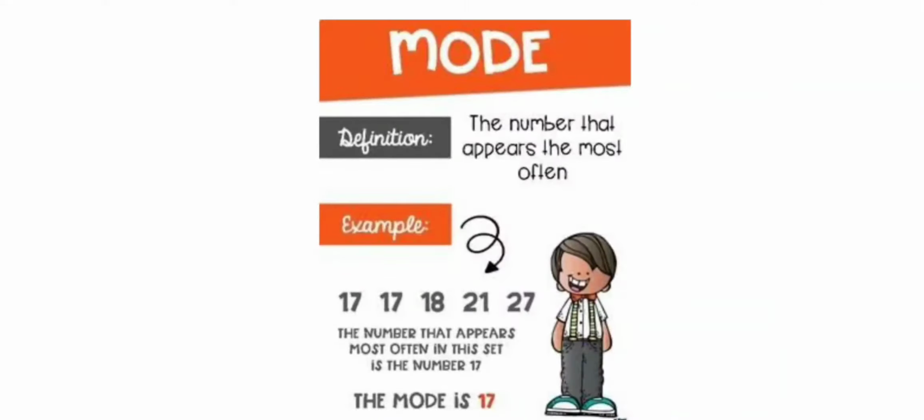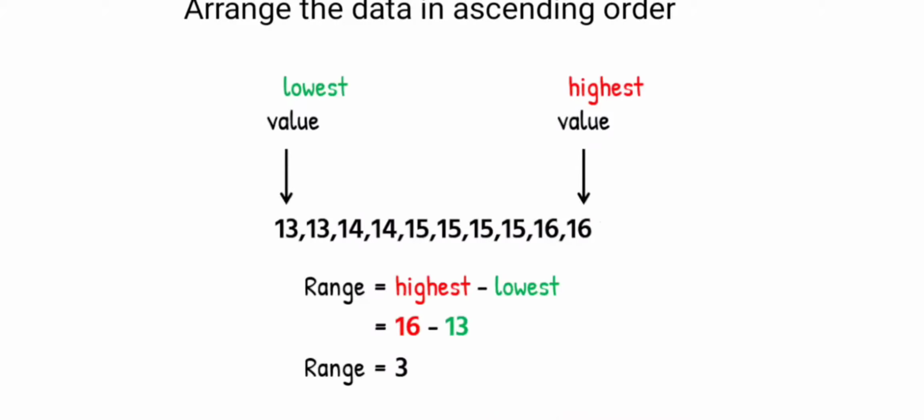Next is mode. What is mode? The number that appears most often. Here our raw data is 17, 17, 18, 21, 27. 17 occurs 2 times, whereas 18, 21, 27 occur 1 time, so the mode of this data is 17.